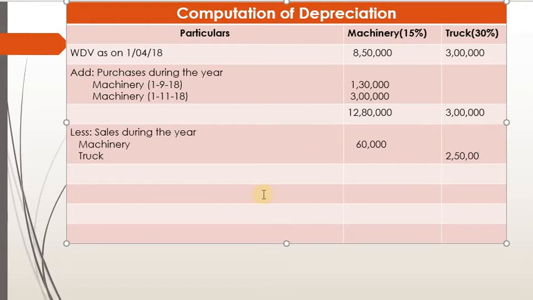Let's write the written down value at the end of the year. Written down value as on 31st March 2019. So 12,80,000 minus 60,000, it is 12,20,000. Then 3 lakh minus 2,50,000, it is 50,000. So we got the written down value at the end of the year, on which depreciation has to be calculated. Let's calculate the depreciation.